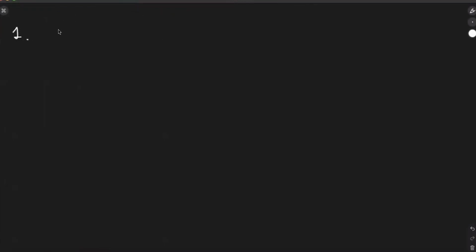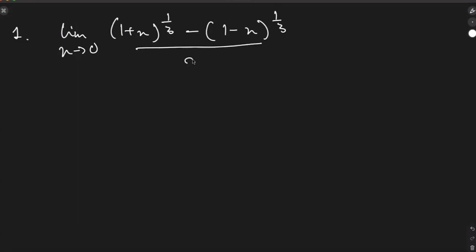The first question: you have to tell me the value of the limit as x tends to 0 of (1 plus x) raised to the power of 1 by 3, minus (1 minus x) raised to the power of 1 by 3, whole divided by x. Alright, so this is your question. What method can you apply to solve this? Think of it. Can you see that this is the a cube minus b cube form?